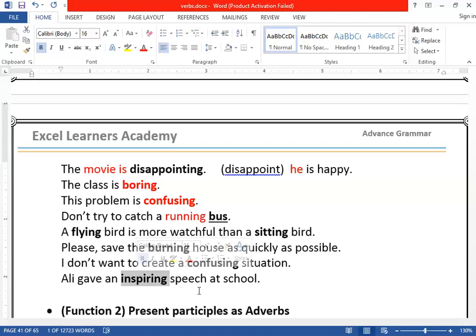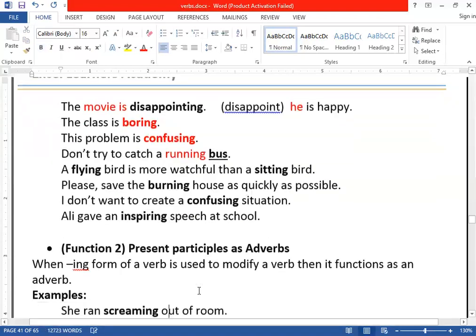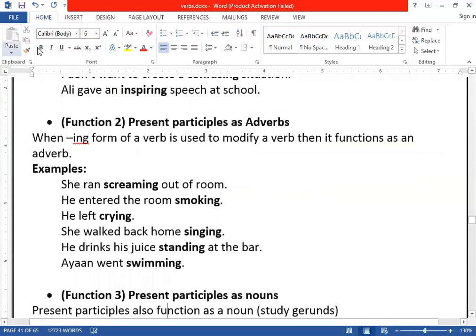Any questions so far? The first function is clear to all of you. Now let's move towards the second function. Clear? Adjective, present participle, the second function of it is what? It functions as an adverb. It functions as what? It functions as an adverb. Clear? This is the second function. So we can say it also functions as an adverb.